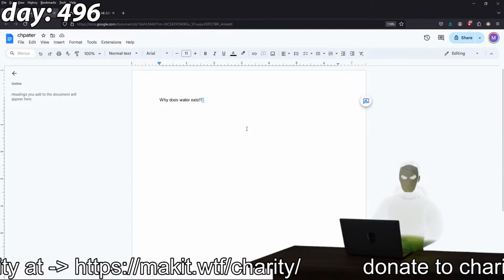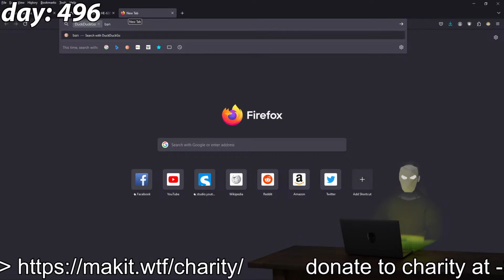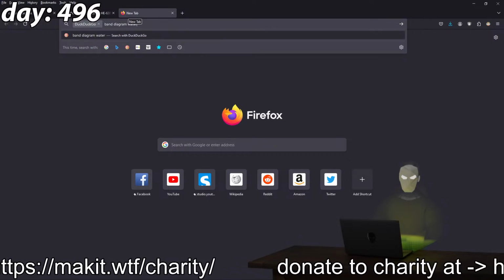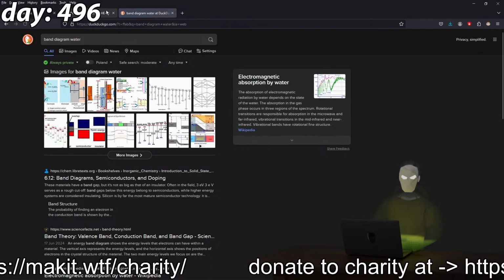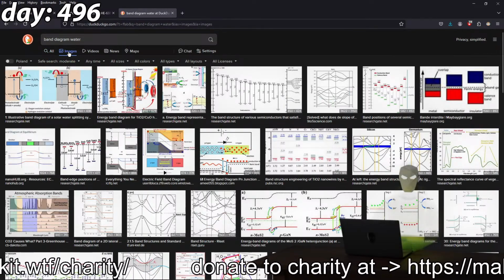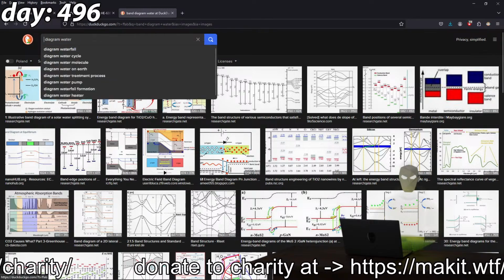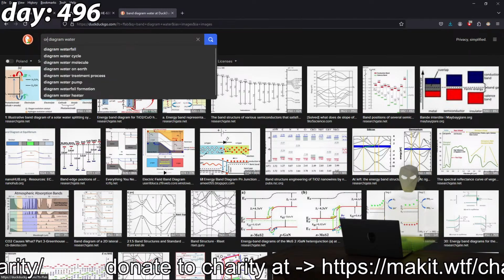And yeah, why does water exist? Okay, so for water it will be easier because band diagram water, those exist. Those are all everywhere over the internet. Nope, wait, band diagram or am I an idiot? Orbital diagram. So one of them.